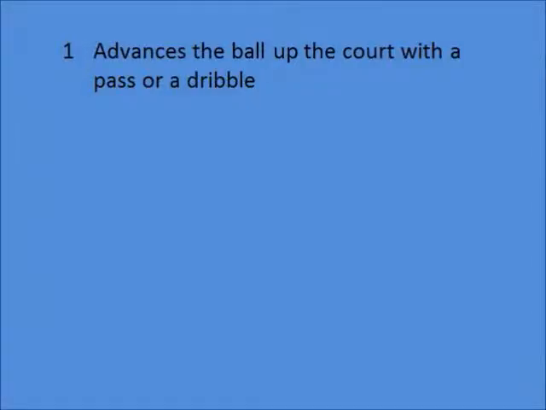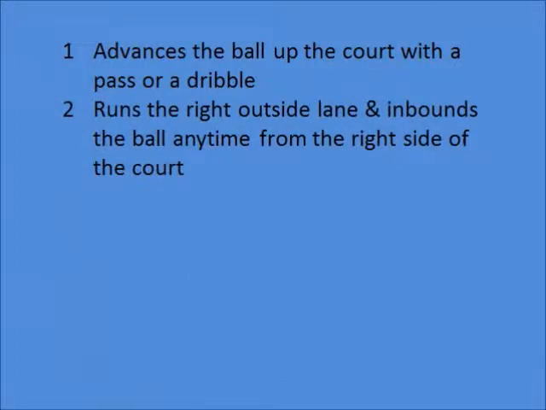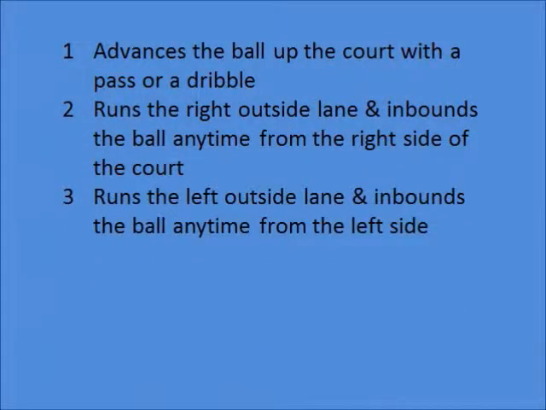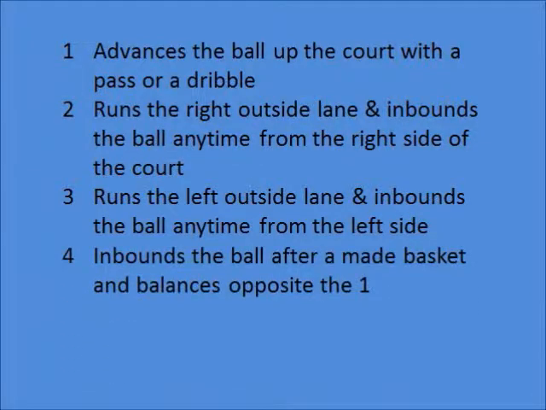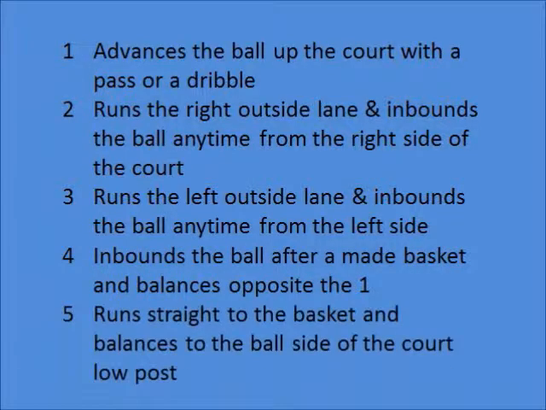So the 1 advances the ball up the court with a pass or the dribble. The 2 runs the right lane and inbounds the ball anytime the ball's out of bounds on the right side. 3 has the same duties on the left side. The 4 inbounds the ball after a made basket and balances opposite the 1. And the 5 runs straight at the basket and then balances to the ball side of the court.